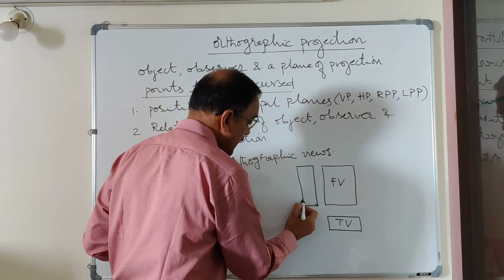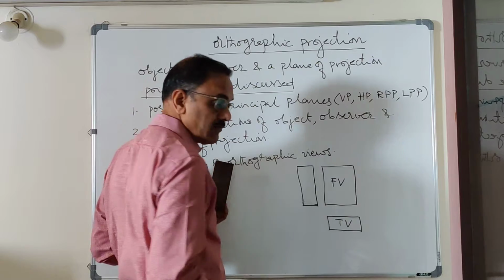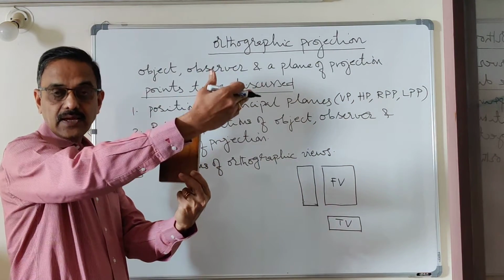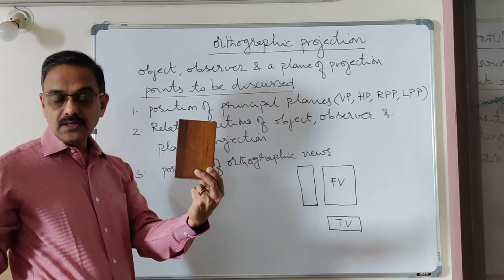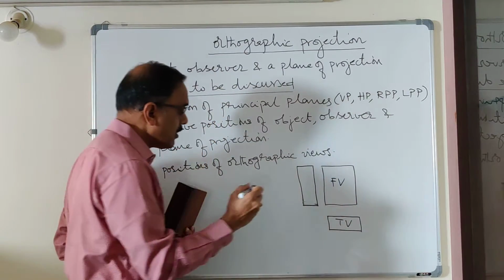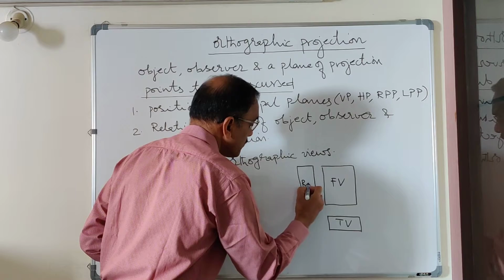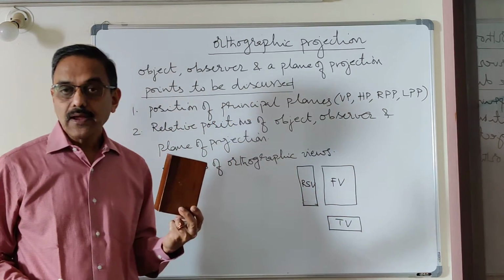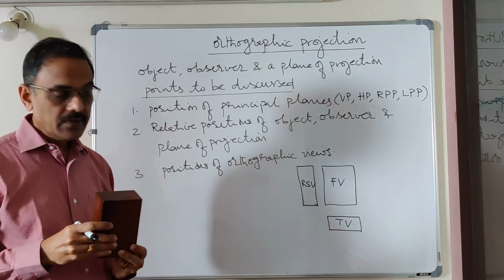Now, in this case, the observer was on the right side of the object. When I kept it like this, the observer was on the right side and the projection is obtained on the left wall. This is called the right side view. Just because the observer was on the right, I call it the right side view.